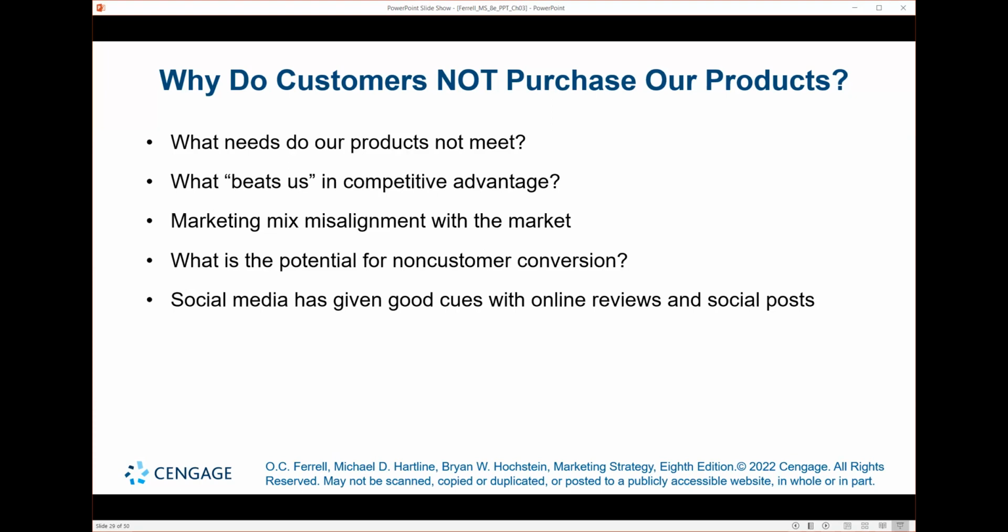Where do we get that information? The broadest pieces of that information come from social media. The mixed reviews and social posts give us a great idea of where we're falling down. And so if we can convert our non-customer, then we're one step closer to getting back our loyal customers who no longer are loyal.